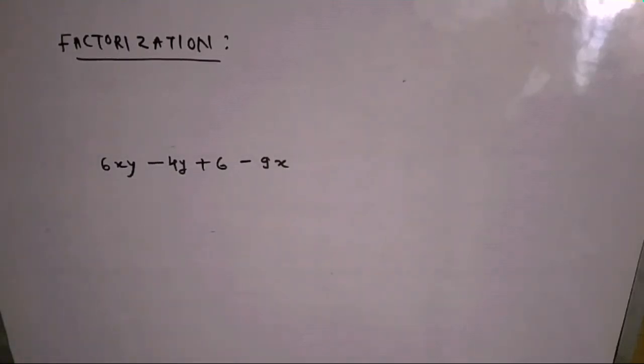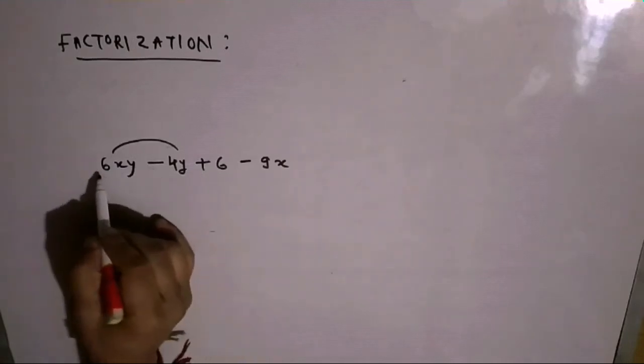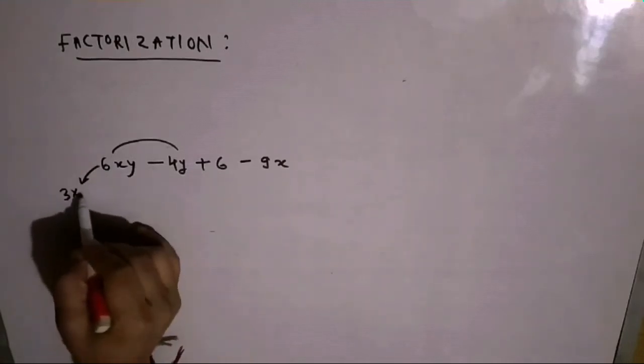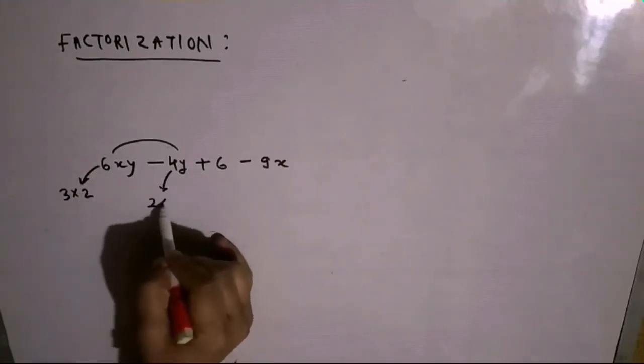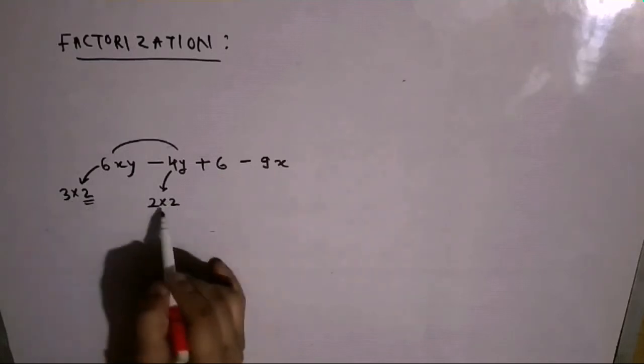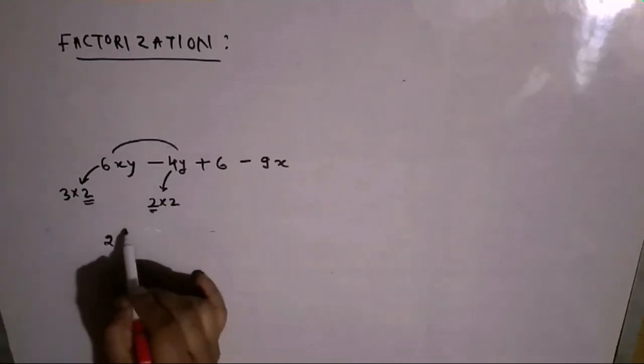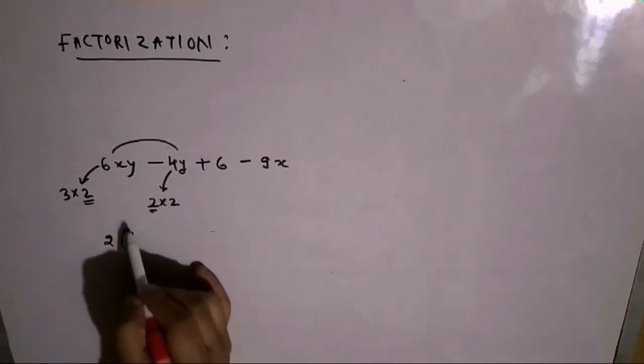So that can be done in many ways. So okay, take common out of these two. So you can see that 6 can be written as 3 into 2, 4 can be written as 2 into 2. So you can take 2 common out of these two. So you are taking 2 common. So here only 3 would remain.